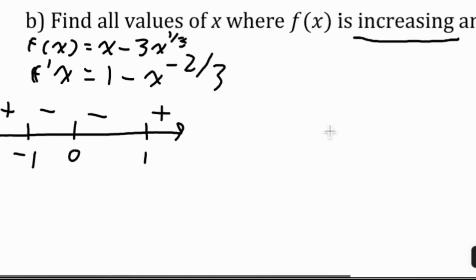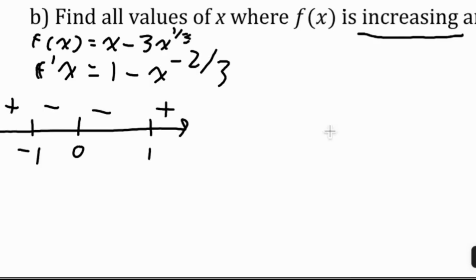Okay, so remember, we want to find where f of x is increasing, meaning we want to find where f prime of x is positive. Now it's only positive in these two intervals, from -infinity to -1, and from 1 to infinity. So let's just keep that in mind.